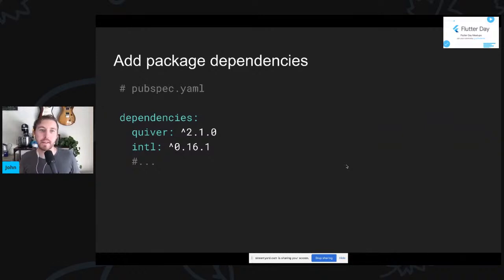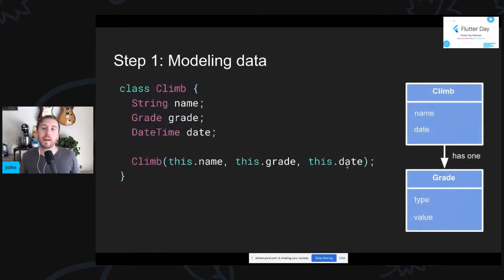So let's get started. Let's add some package dependencies that we're going to need. We'll run pub get, or flutter packages get. And now we've got our dependencies. So we want to create our climb class. Here I've decided that there's a name, a grade, and a date. And the grade is another class that I'm going to be writing.